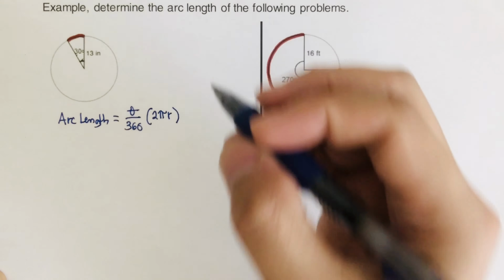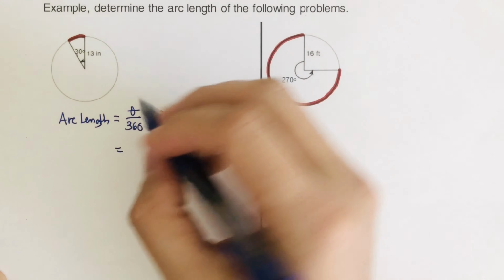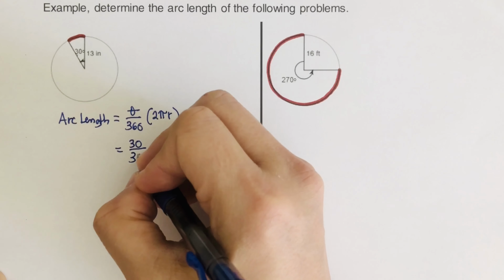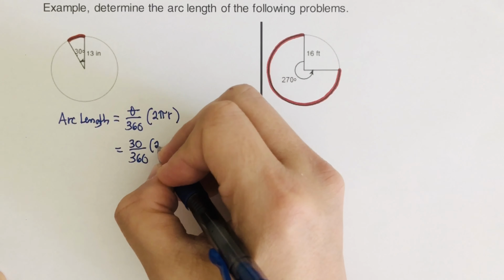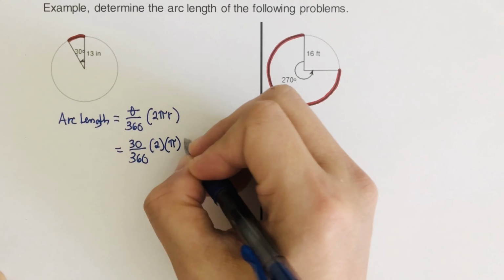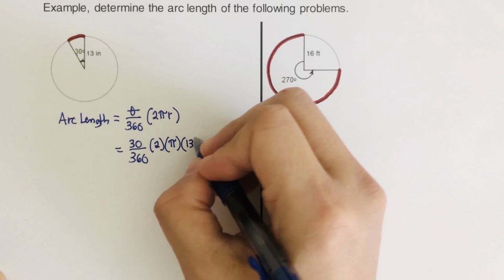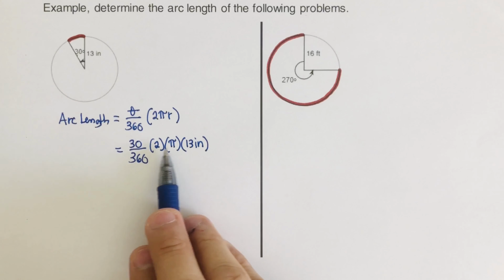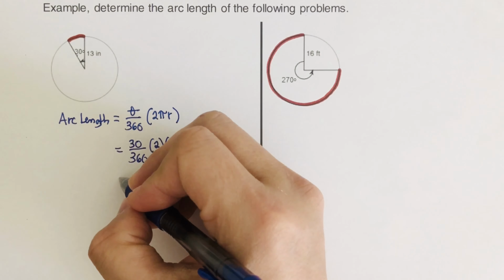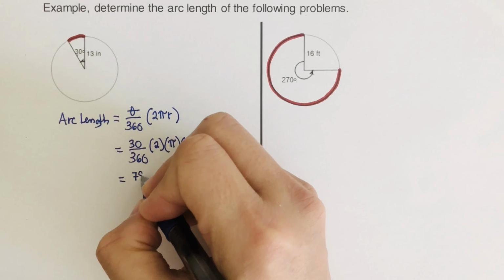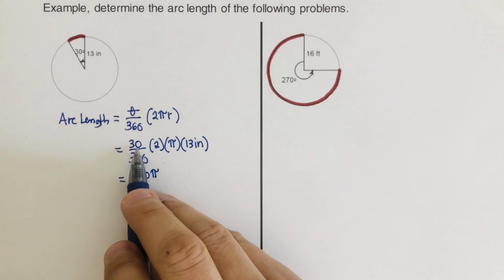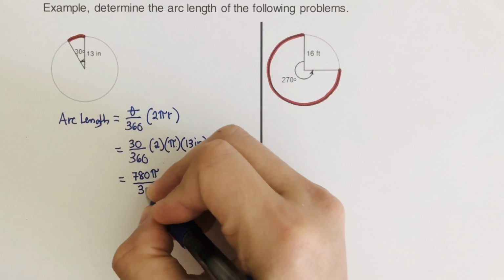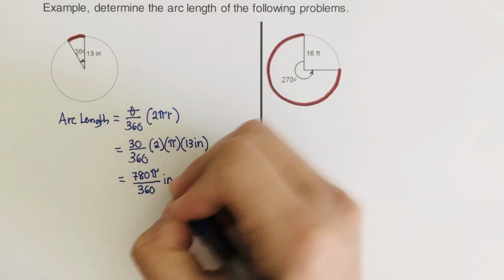So we're now ready to plug these values in. We start with the theta, which is 30. So I'm going to write 30 degrees divided by 360. And then we have a 2 times the pi times our radius, which is 13 inches. So we're going to multiply 30 times 2 times pi times 13. That would equal 780 pi over 360. And the unit here is inch.